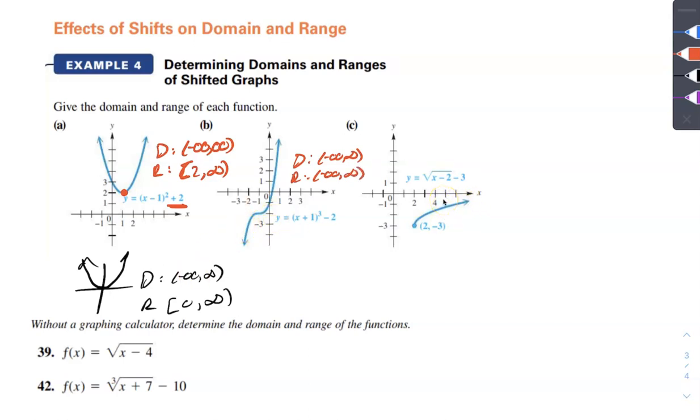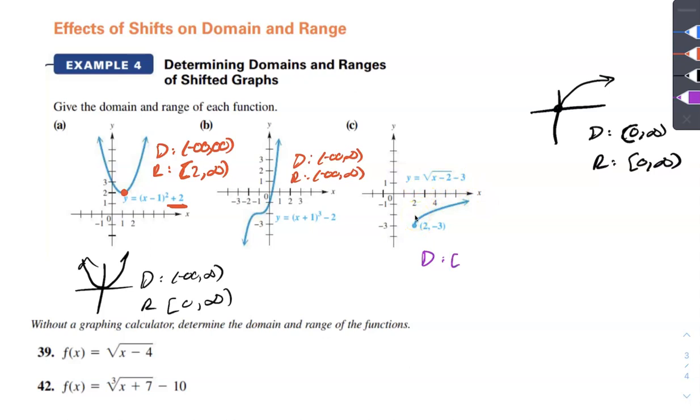This one, again, let's look at the basic one before we do anything. My domain is 0 to infinity. My range is also 0 to infinity. So that's the domain and range of a normal function. Now if I shift it, it looks like we went right 2, down 3. My domain now starts at 2 because you shifted it right 2, so it goes from 2 to infinity. And my range, well, we shifted down 3, so my range went down 3. Negative 3 to infinity.